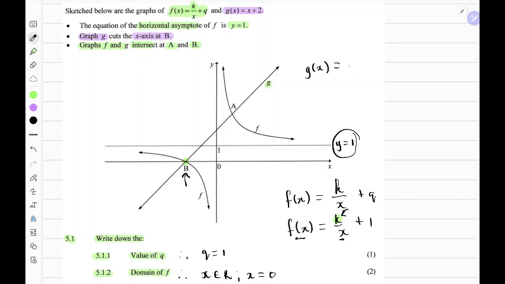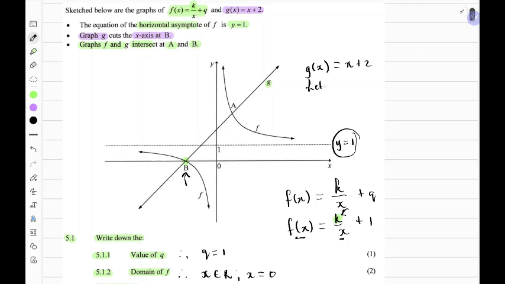g of x is equal to x plus 2. So this is the x-intercept, so we let y equal to 0. So when y is equal to 0, we have x plus 2. Therefore, x should be equal to negative 2. So it means the coordinates of B is negative 2 and 0.